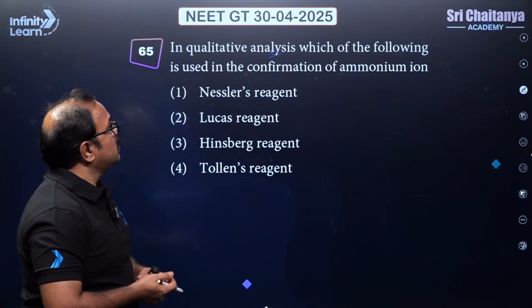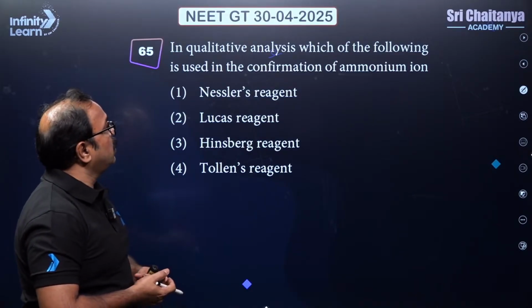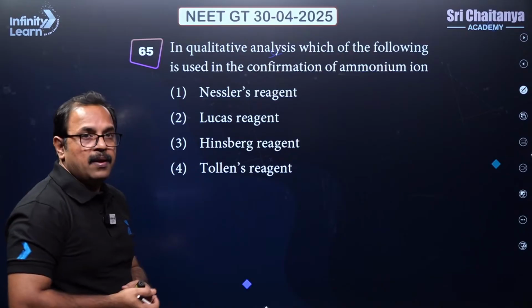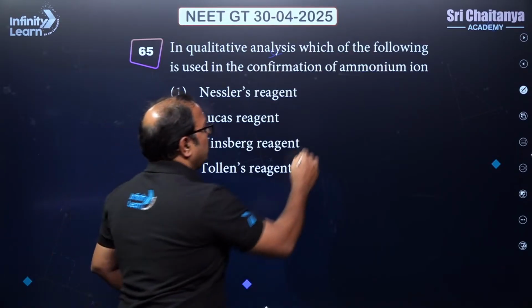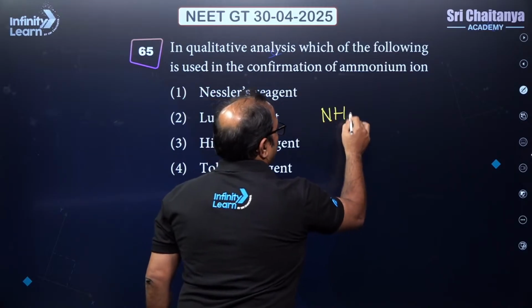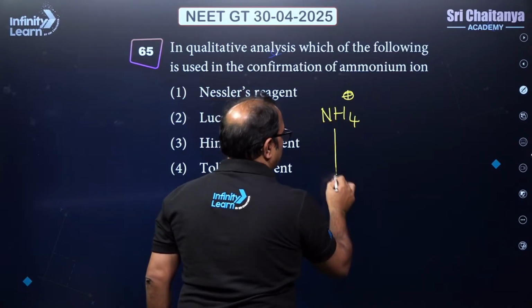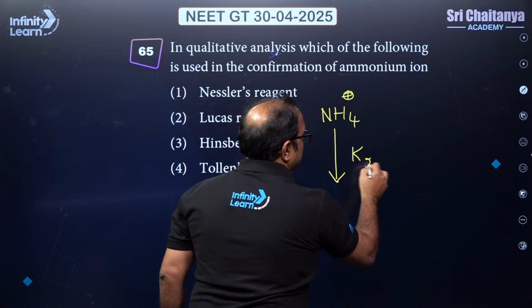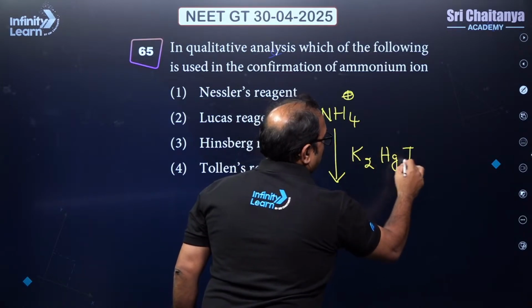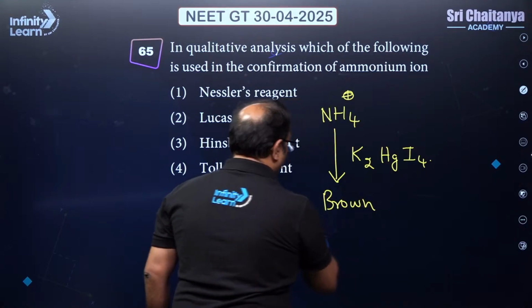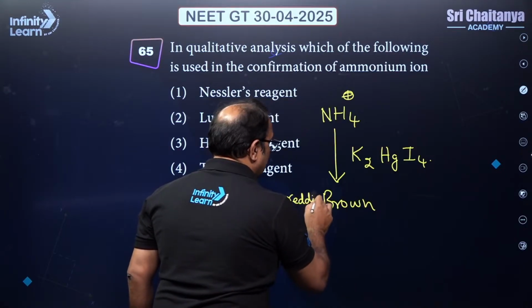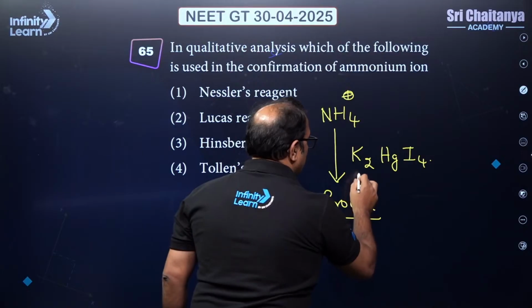In qualitative analysis, which of the following is used in the confirmation of ammonium ion? Now we know group cations, the one which comes in the last, that is NH4 plus. NH4 plus is specifically determined by Nessler's reagent, that is K2HgI4, which gives a reddish brown color. This is a characteristic coloration for this cation.